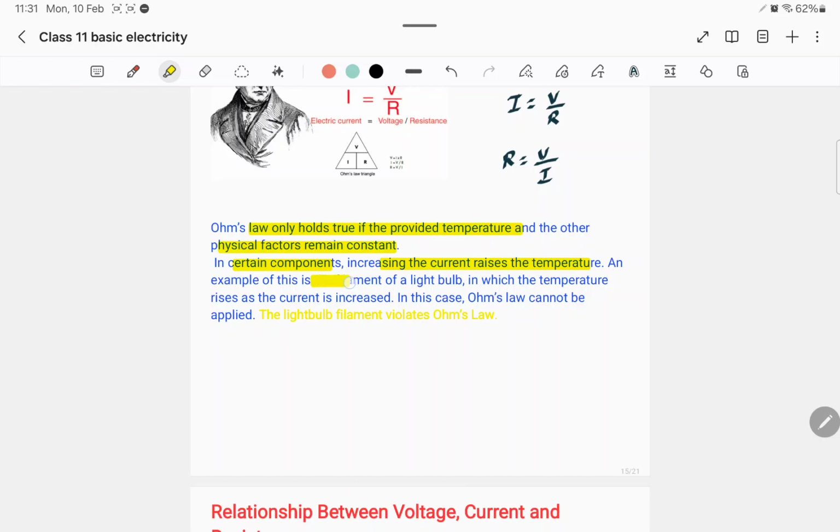In that light bulb you can see that the current also increases. When temperature increases, current also increases. Here Ohm's law cannot be applied because the light filament violates Ohm's law. So Ohm's law is applicable only when there is a constant temperature. At that time current will be directly proportional to voltage and inversely proportional to resistance. So this is Ohm's law. The next topic we will see is the relationship between voltage, current and resistance.